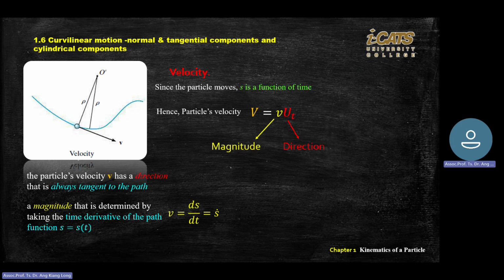And then for the rest of this chapter, if you see a dot above a symbol, it means you differentiate it with time. If you see a double dot, it means you differentiate it twice. Right?